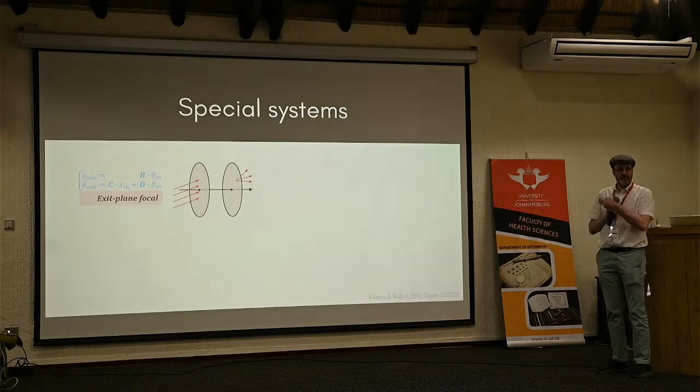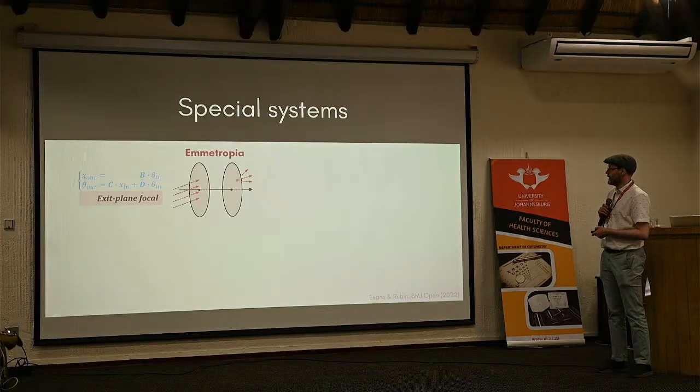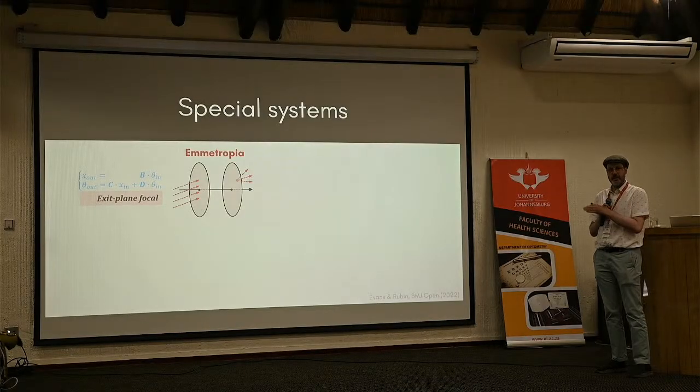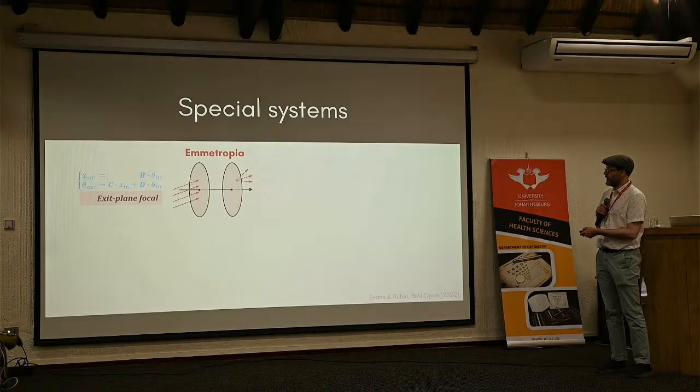So the four special systems that Tanya mentioned, I think I can go over quite quickly. At the entrance and exit plane, you can have two special situations. Either it's a parallel beam entering there, or you have a focal point exactly there. So the first one could be like a parallel beam entering an eye, and this would be the retina. There you have a focal point, so that's essentially ametropia.